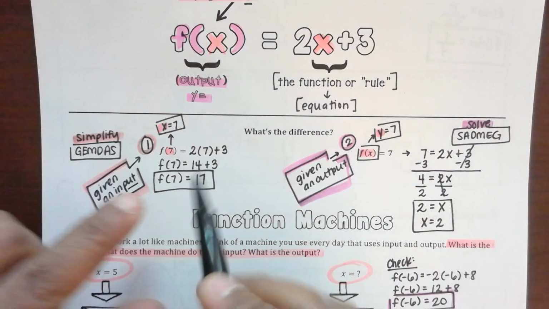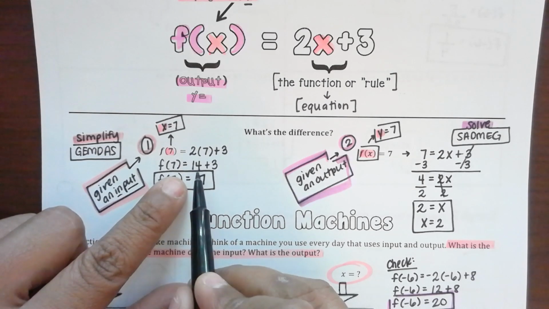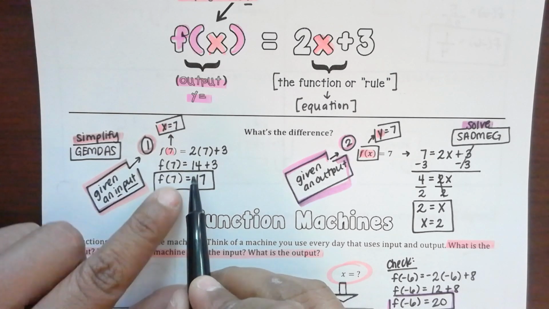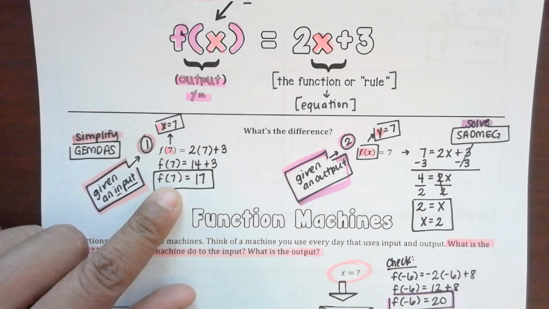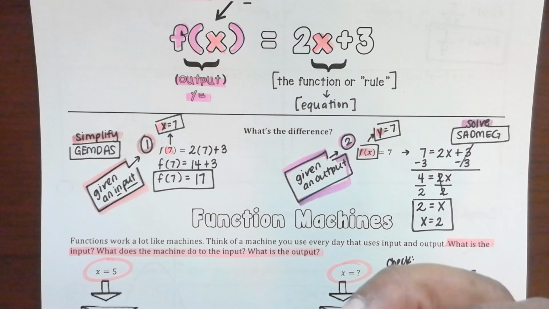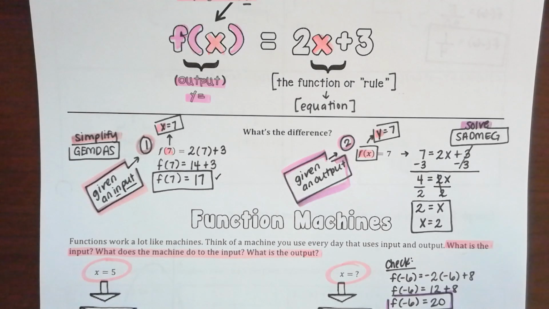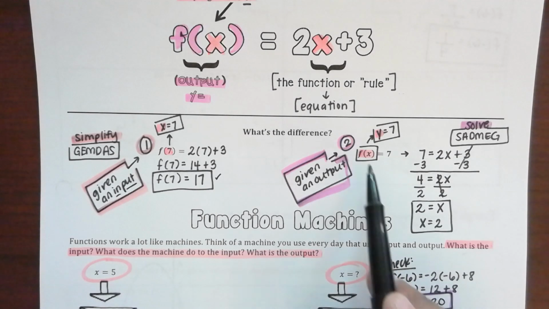Order of operations tells me to multiply first. 2 times 7 gets me 14. Bring down plus 3. Then 14 plus 3 gets me 17. Any questions there? Those who weren't here, are you following okay? Okay. Yes, ma'am. Perfect.